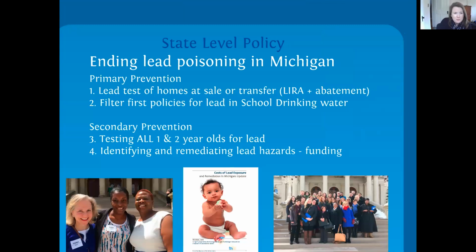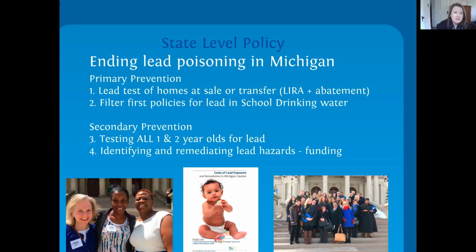But testing is just one piece of it. And it's really a secondary prevention strategy, testing of children, I should say. And it's very important. However, one of the things that we're focusing on in the State Lead Commission, and we would like to focus our policy efforts on as well, is making sure that we're working on primary prevention. So protecting children from lead exposure, lead hazards before they actually have an elevated blood lead level. So one of the policies that we are promoting is making sure that we are testing homes at the sale or transfer of a lease.